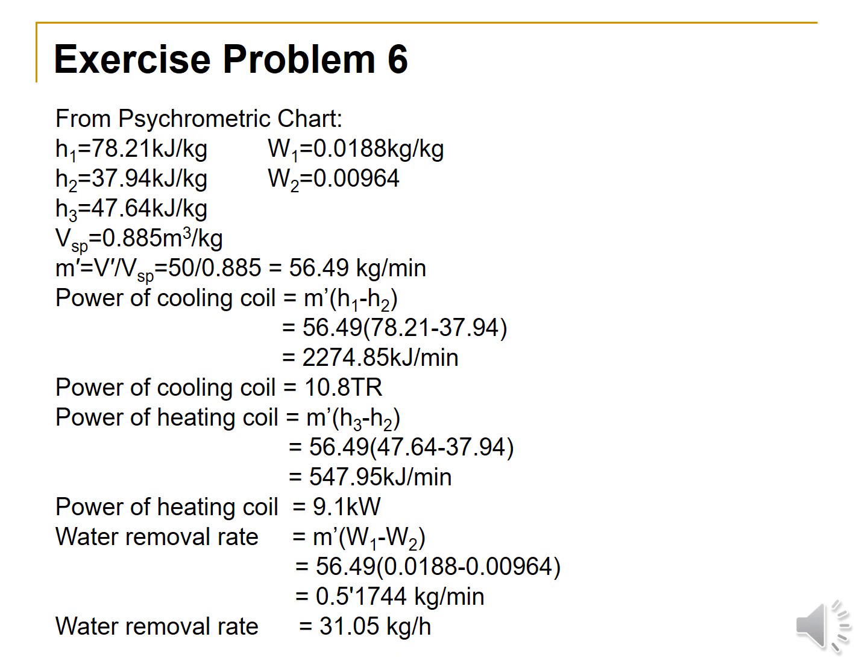Power of the heating coil is m prime into H3 minus H2. By putting in the values, the answer comes to be 547.95 kilojoules per minute. So the power of the heating coil in kilowatts is equal to 9.1 kilowatts. Water removal rate is m prime into the change in humidity ratio, and by putting in the values at points 1 and 2, the answer comes to be 0.51744 kg per minute, or 31.05 kg per hour.